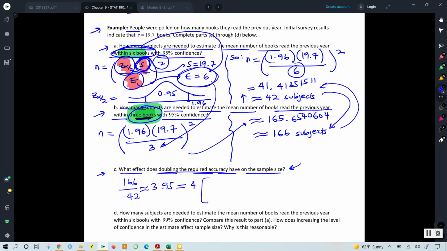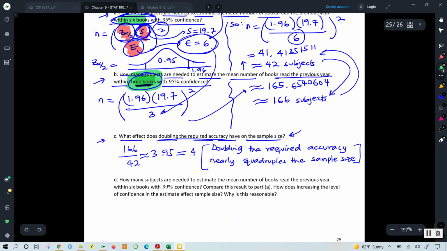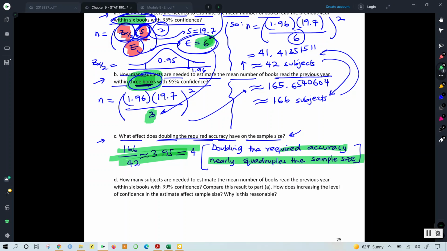So in essence, it stands to reason that based on this observation, doubling the required accuracy from 6 points off to 3 points off nearly quadruples the sample size, or nearly multiplies the sample size by a factor of 4.